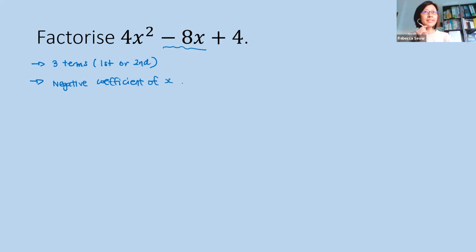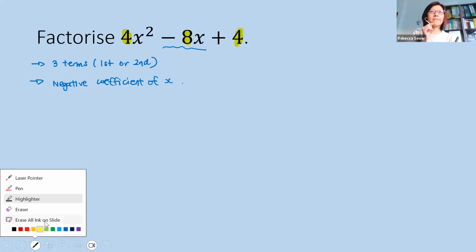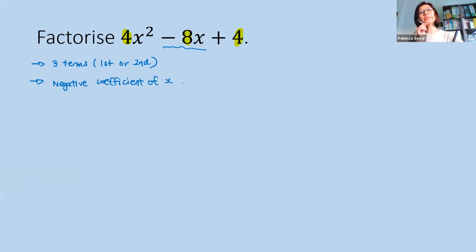Ready to factorize? Well, if I may also add one more observation, it is to take a look at all the coefficients in this question. They all can be divided by 4. Okay, so what I'm going to do first is factorize this question by common factor. So we have 4x squared minus 8x plus 4. My common factor is 4 because all terms can be divided by 4. So when I bring out 4, I'm left with x squared minus 2x plus 1.